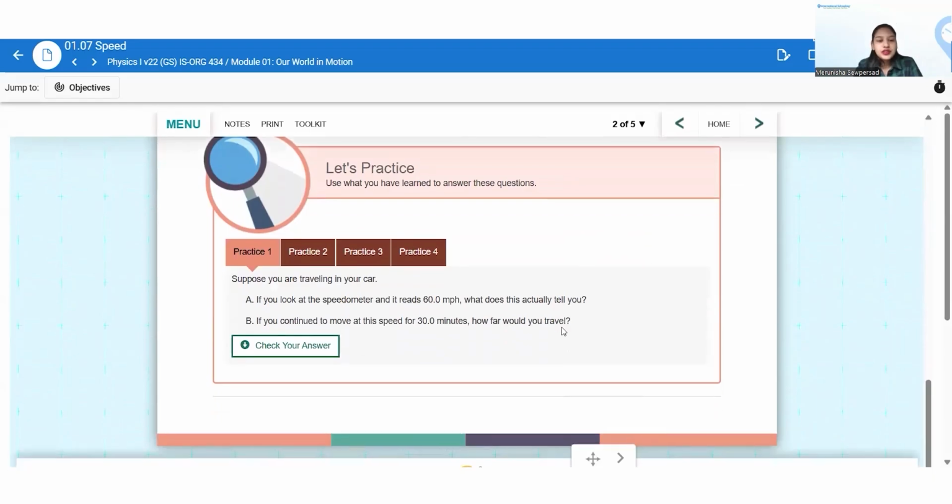Here are some practice questions. Let's say we're traveling in a car. If we look at the speedometer, it says 60 miles per hour. What does that mean?